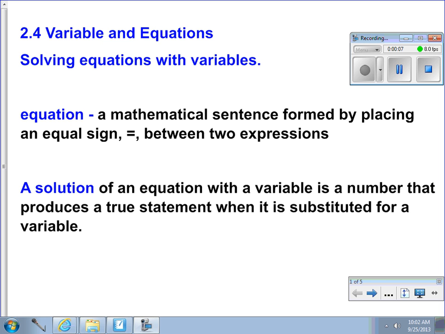Variables and equations, we're going to be solving equations with variables. An equation, the term equation, is a mathematical sentence formed by placing an equal sign between two expressions. A solution of an equation with a variable is a number that produces a true statement when it is substituted for a variable. You will be doing problems and exercises that will ask you to give the solution, or is this a solution in the equation.